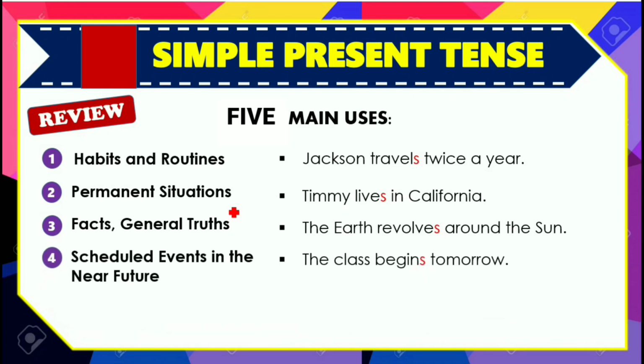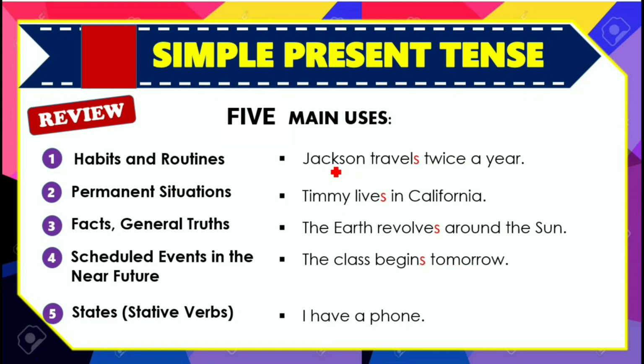Number 4 is when you talk about scheduled events in the near future. It is still correct to use present tense if it's about scheduled events in the near future. For example, the class begins tomorrow. And the last is when you talk about states or conditions, or state of being, using stative verbs. For example, I have a phone.